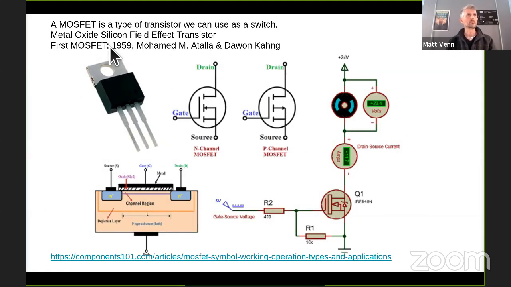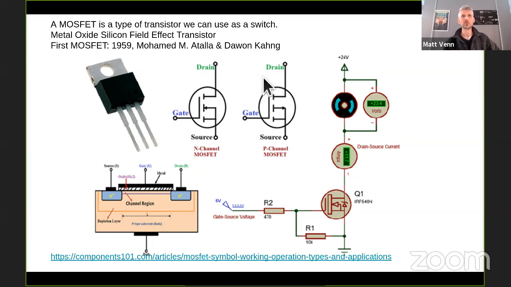So a MOSFET is a type of transistor. These small switches that we need to build up the chip, we use a MOSFET these days, which stands for metal oxide silicon field effect transistor, so quite a mouthful. The first MOSFET is 1959, attributed to 2 people.